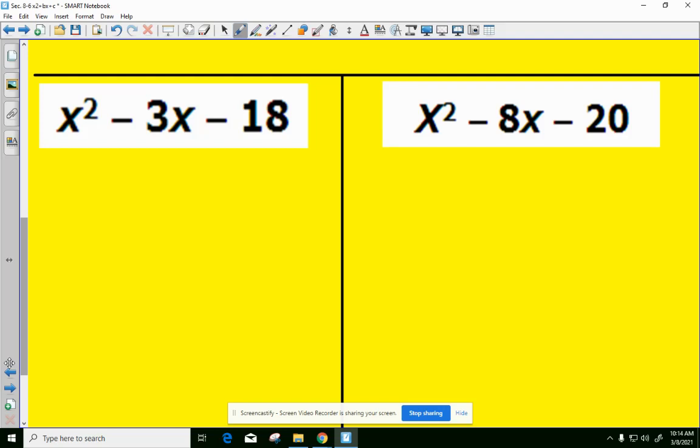Now here, though, C is a negative. How do you multiply to a negative number? How do you multiply to a negative? Okay, so a positive and a negative.